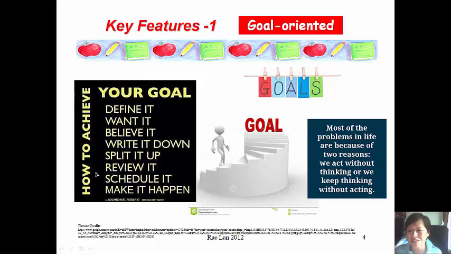Now, I found this very nice quote that I would like to share with you. Most of the problems in life are because of two reasons. First of all, we act without thinking, or we keep thinking without acting. These two reasons sound just like me and my husband, because I am a doer. My husband is very much a thinker. And I guess that's why we are a good couple.